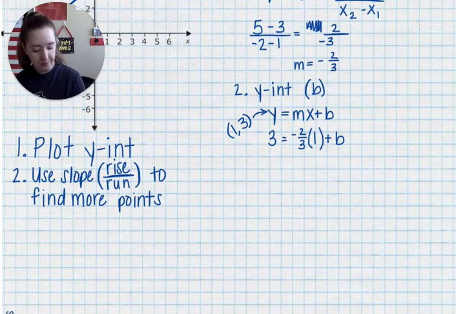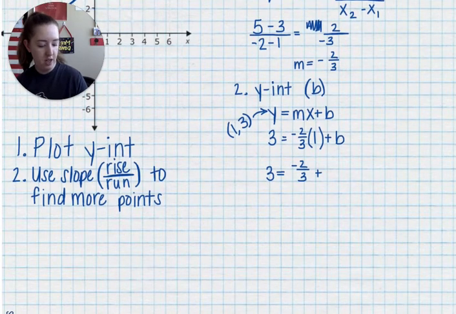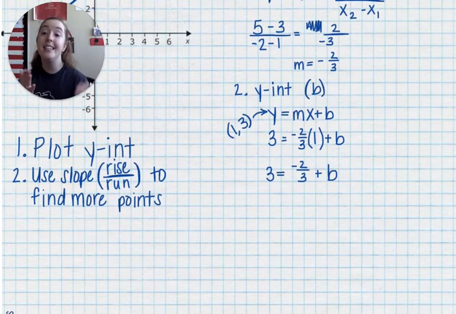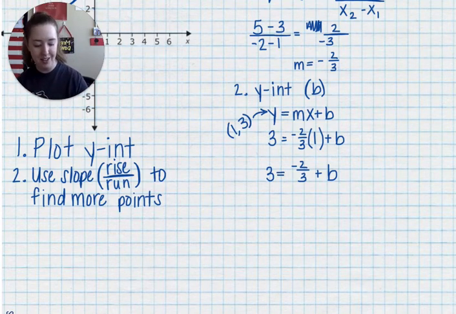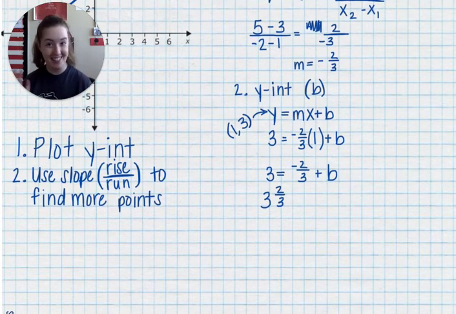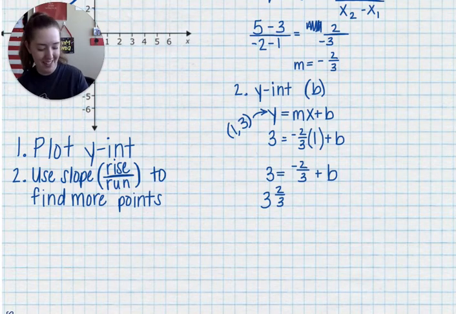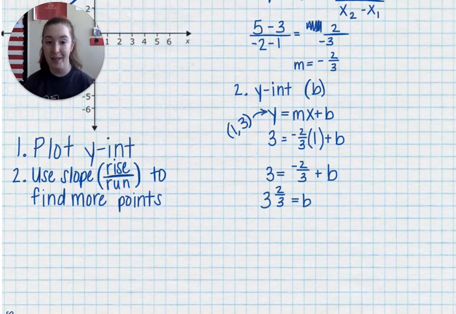So negative 2/3 times 1 is negative 2/3. So 3 equals negative 2/3 plus b. To get negative 2/3 to the other side, I would have to add 2/3. So 3 plus 2/3 is 3 and 2/3 if you don't want to have to mess with fractions or something. And that's what b is going to be equal to.